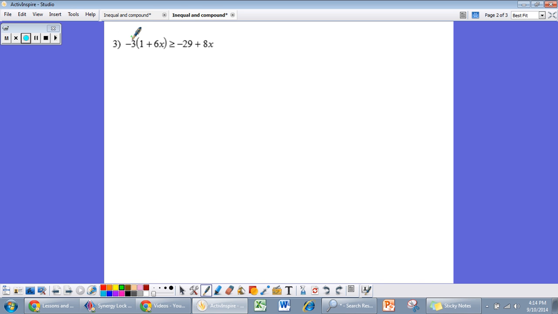We have a negative 3 outside of our parentheses. We're going to distribute that to both terms. So it's a negative 3 minus 18x is greater than or equal to negative 29 plus 8x. Just like before, we want to isolate the variable term and move it to the left-hand side. So let's move that 8x. The opposite is subtract 8x. We bring down the negative 3.